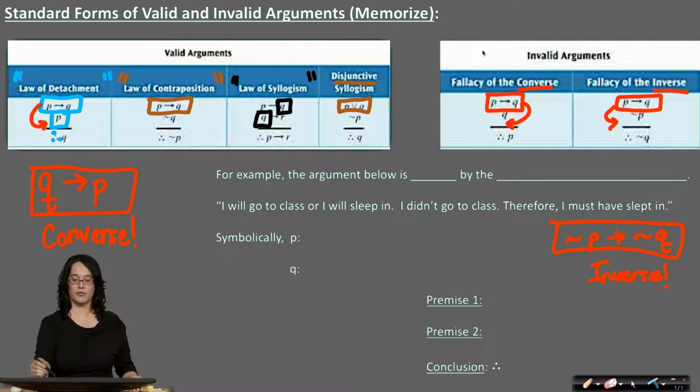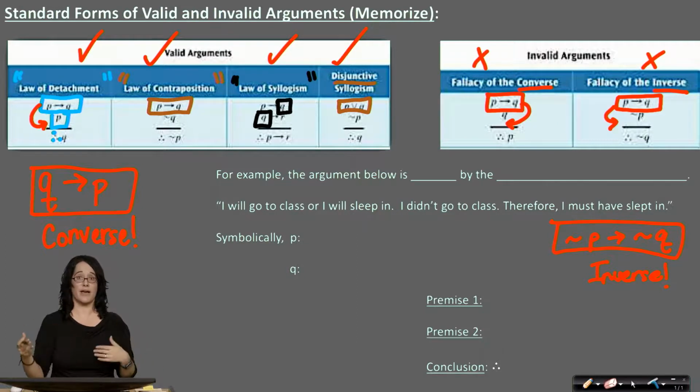So these are the two which are invalid. These are the four which are always valid. So you'll need to recognize them, and you'll need to be able to identify them as valid or invalid, and for which reason? By the law of whatever, or the fallacy of whatever. So make sure you memorize those and are ready to save time instead of doing a truth table.